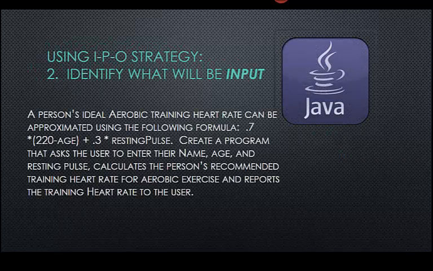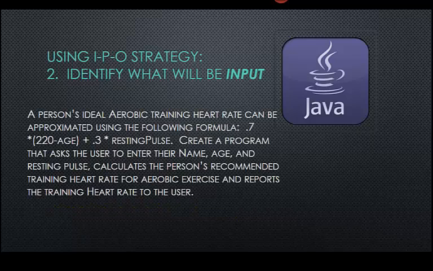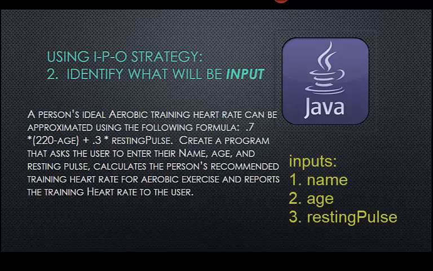Next, we identify what information we are given, the inputs to our program. Look for words such as ask, retrieve, and get. In the narrative, we see that we need to ask the user for their name, age, and resting pulse. Our program inputs will be name, age, and resting pulse.